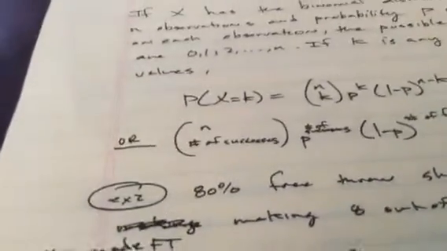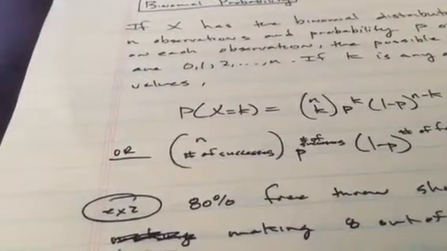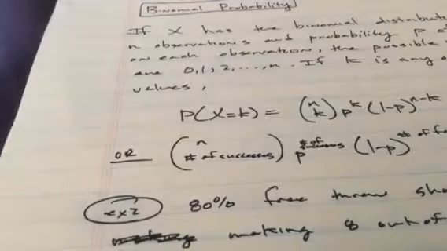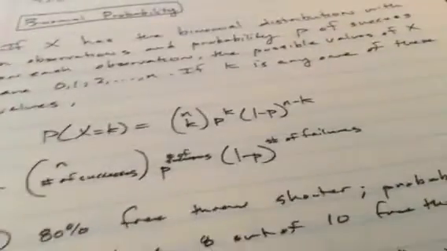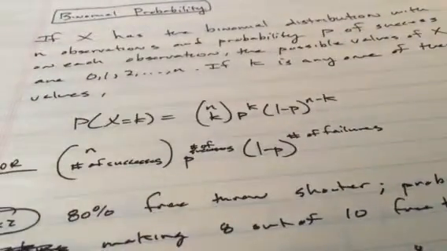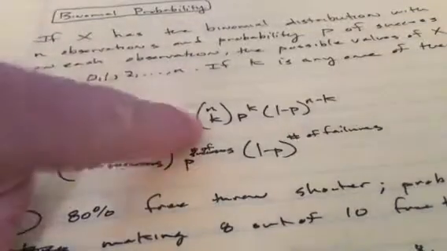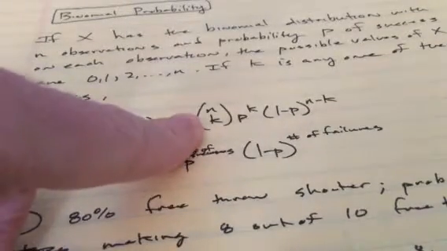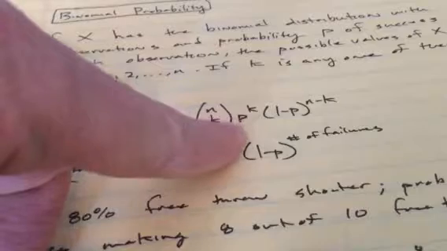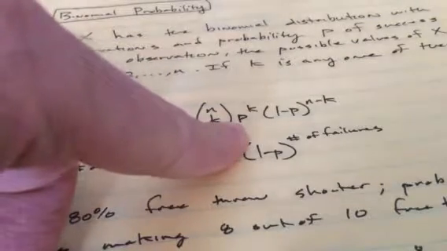If k is any one of these values, then the probability that x is equal to k is this. That is the binomial probability distribution right there. It is n choose k, that's the binomial coefficient. p is the probability of success, could be 0.8. k is how many times it would be successful.